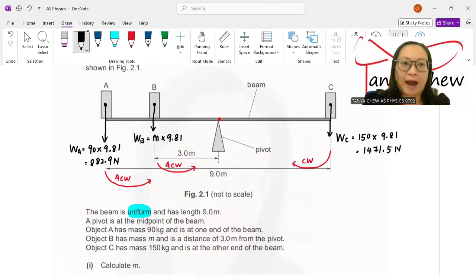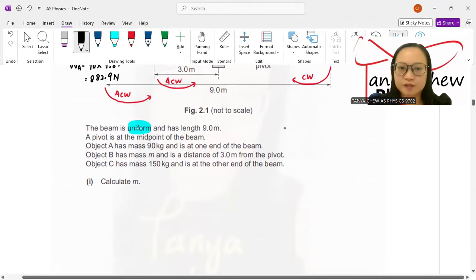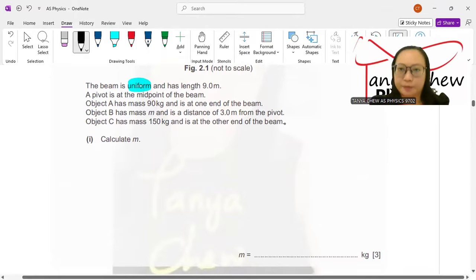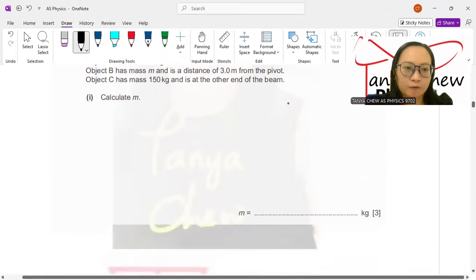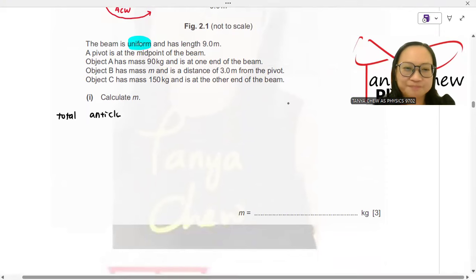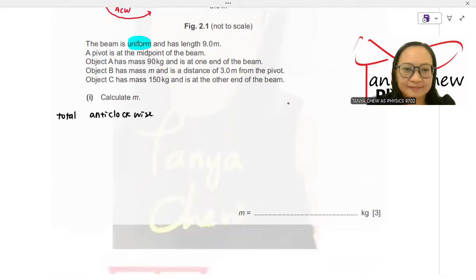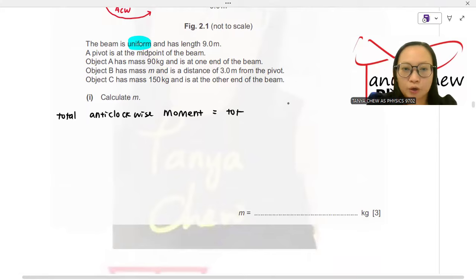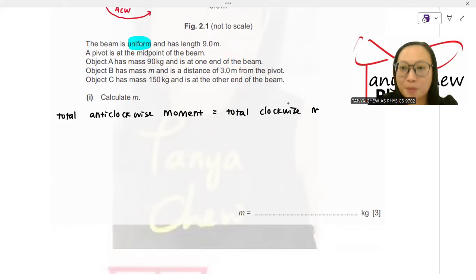Since I have already identified the clockwise and anti-clockwise directions produced by all three forces, I can safely use my principle of moment. The principle of moment states that the total anti-clockwise moment must be equal to the total clockwise moment.